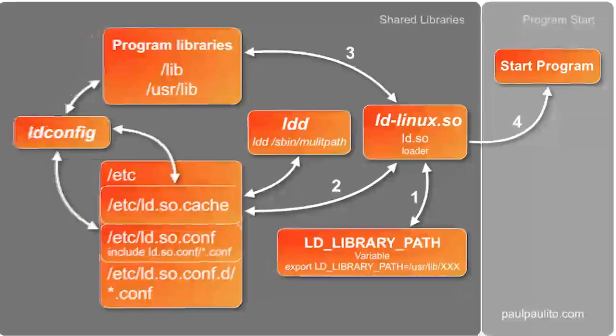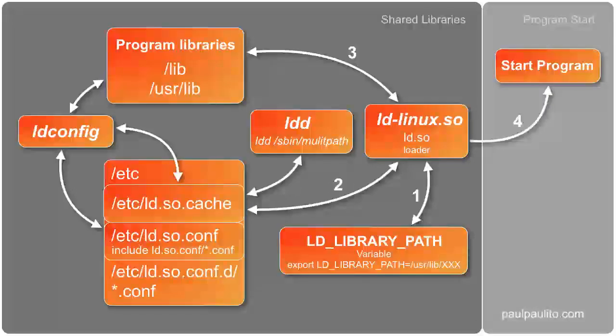The places and the order where ld-linux.so is searching for the shared libraries needed by the programs are all paths of the environment variable LD_LIBRARY_PATH, the file /etc/ld.so.cache, and the directories /lib and /usr/lib.